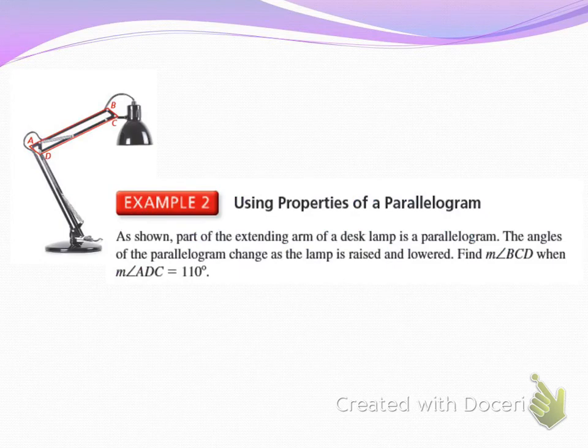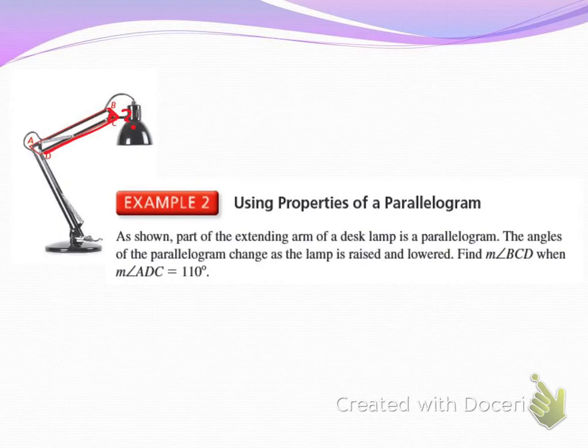All right, so as shown, part of the extending arm of a desk lamp is a parallelogram. The angles of the parallelogram change as the lamp is raised and lowered. Find the measure of BCD. So BCD. What is the vertex of BCD? C. So we want to find this angle.